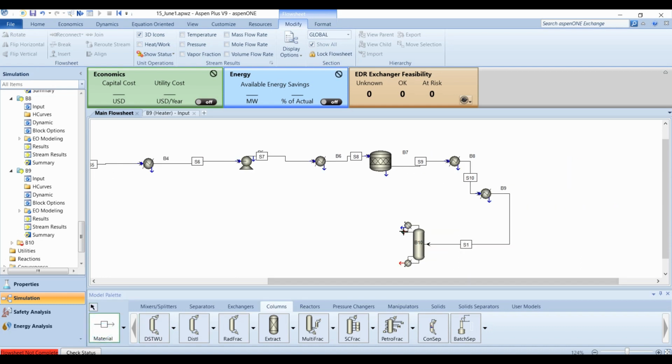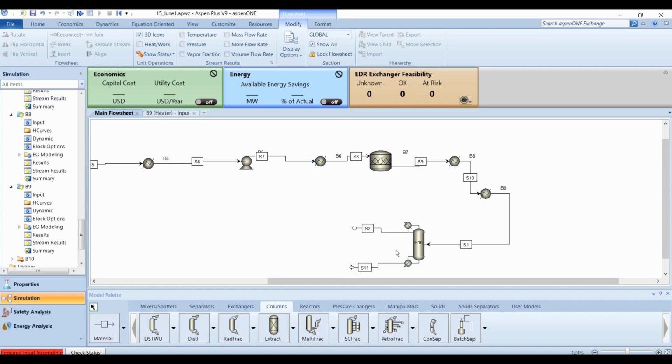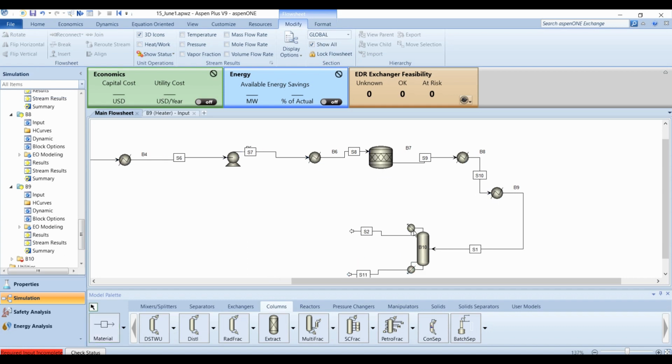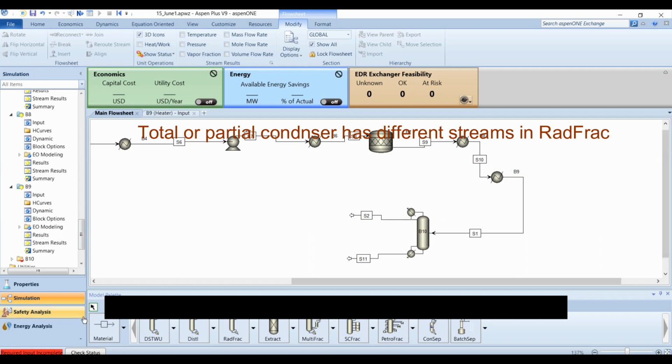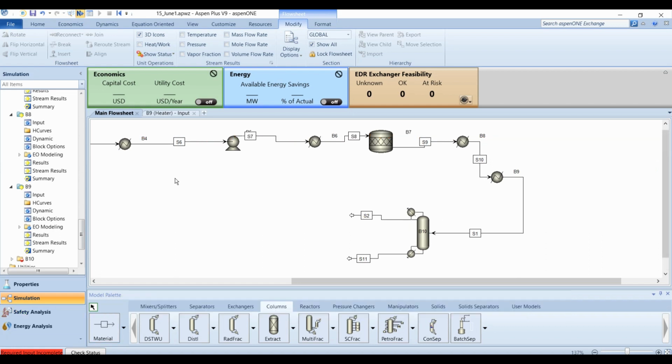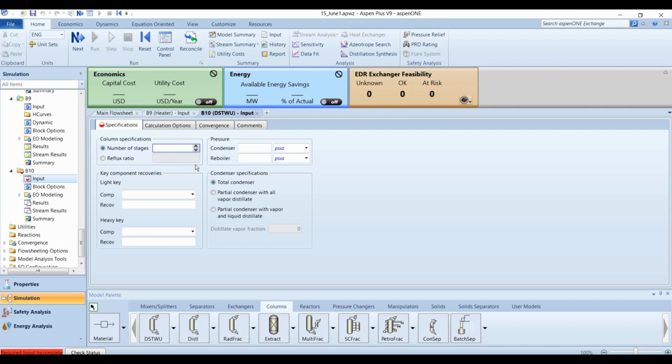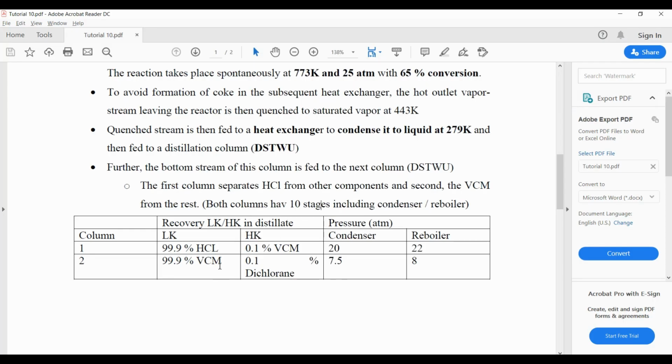I will connect the streams. Unlike RadFrac, here there is nothing like a stream coming from the top of the condenser or the bottom of the condenser. It is just one stream. Now I will click on next. As I told you, the number of theoretical stages is 10. So now the first column is going to separate hydrogen chloride as the light key. That is the main motive of the first distillation column.